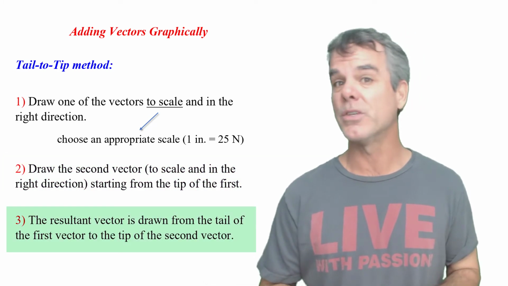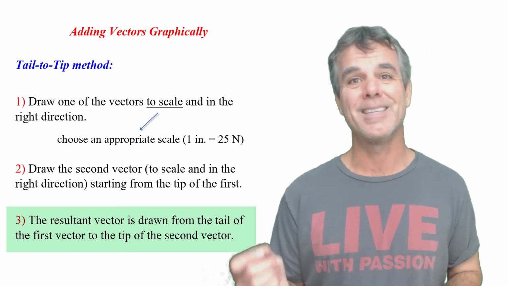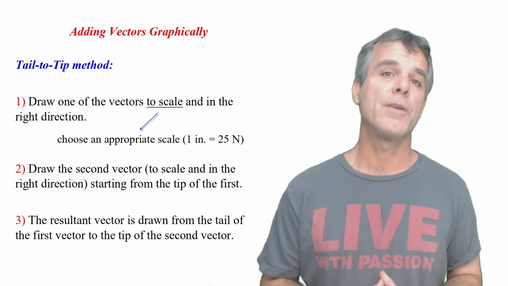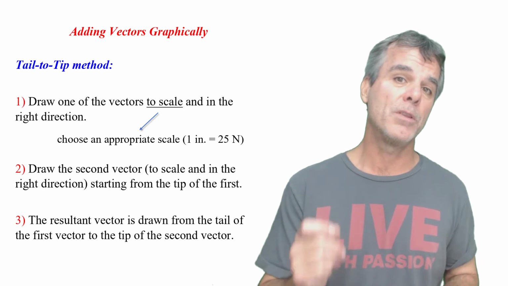And then the resultant, the sum of those two vectors, starts at the tail of the first vector and ends at the tip of the second vector. So again, 3 easy steps. Draw the first vector to scale and in the correct direction. Draw the second vector starting at the tip of the first one.